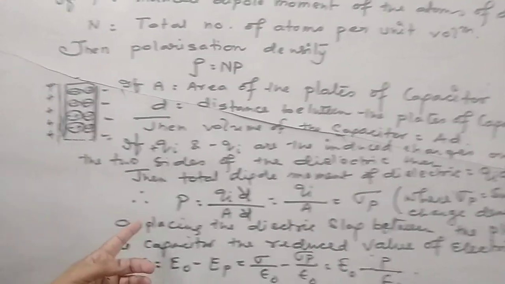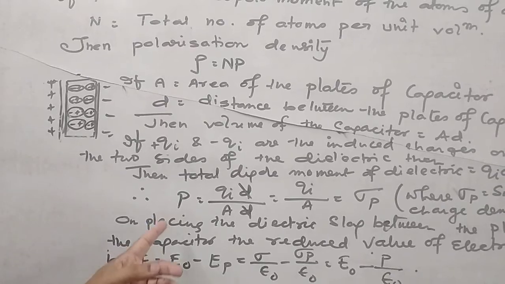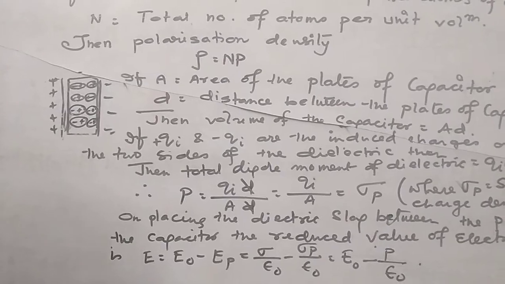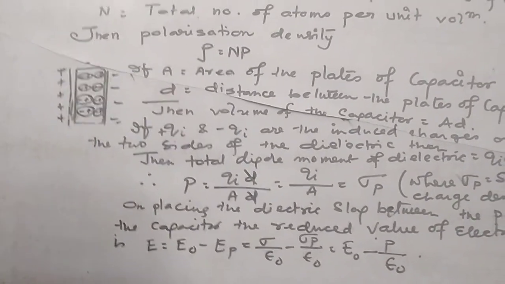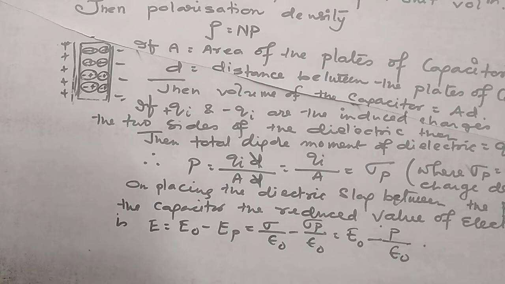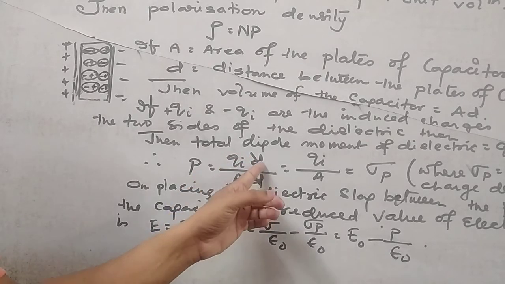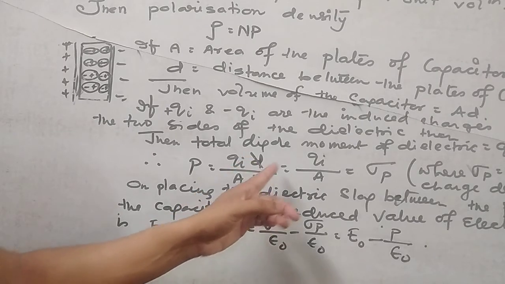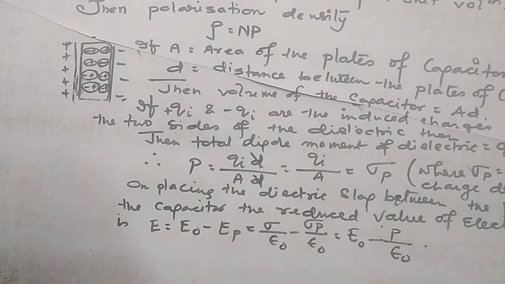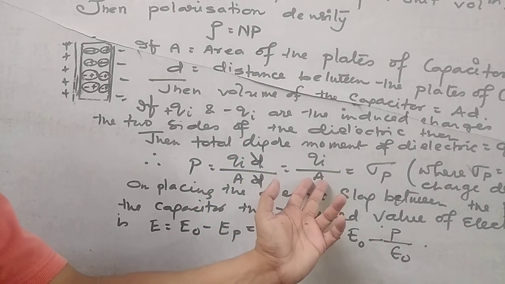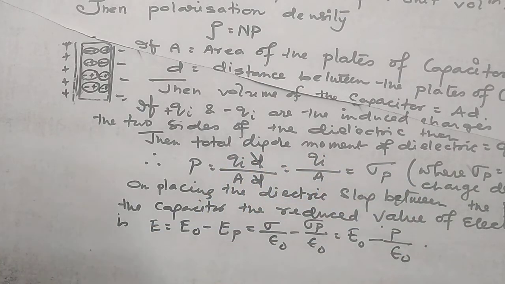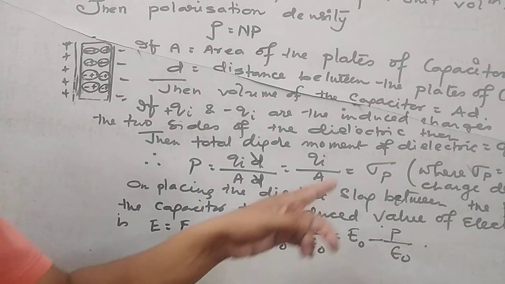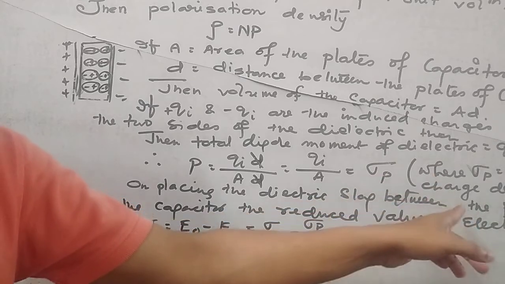Now, what is the formula for polarization density? Polarization density is the dipole moment per unit volume. The dipole moment is Qi into d, and the volume of the capacitor is A into d. So this d will cancel out and we will get Qi by A. But we know that charge per unit area is known as surface charge density. As it is the induced charge, it will be sigma_P for that dielectric.